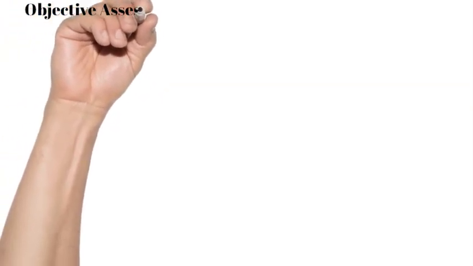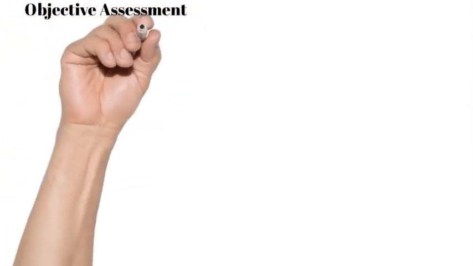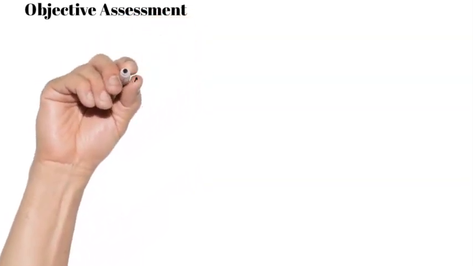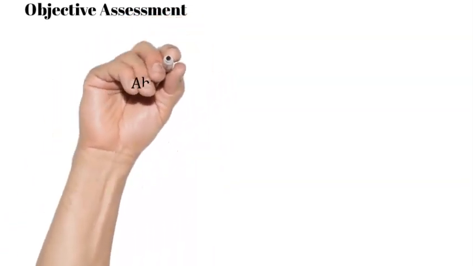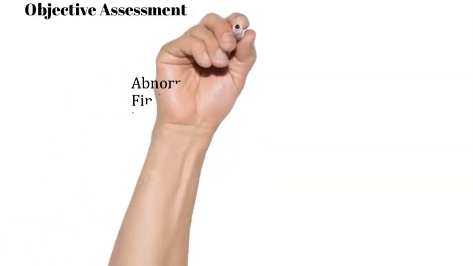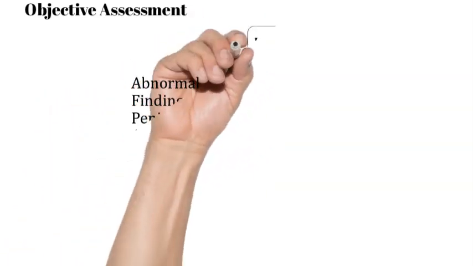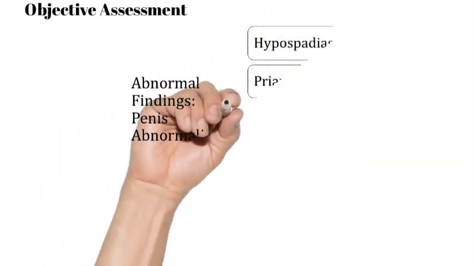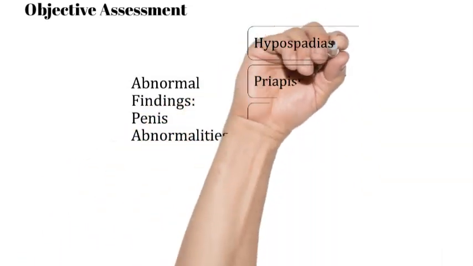Objective assessment. Assessment of the penis. During the objective assessment of the penis, it should be examined for any abnormalities, including hypospadias, a congenital abnormality in which the urethral meatus is located on the underside of the penis, rather than at the tip. Priapism, a painful and prolonged erection that lasts longer than 4 hours and is not related to sexual arousal.